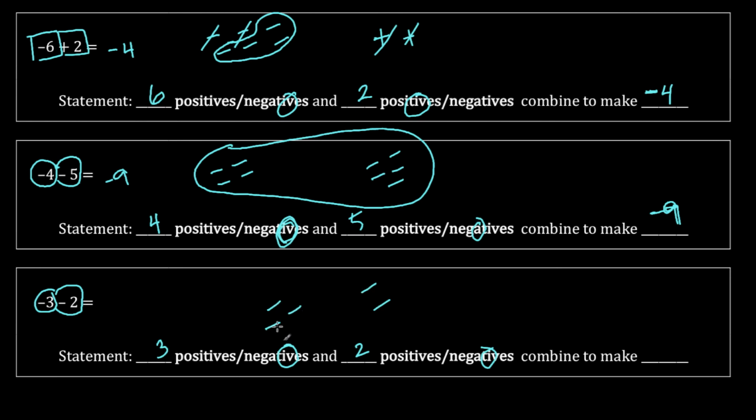So we have negative 1, negative 1, negative 1, negative 1, negative 1. So we have negative 5. So negative 3 minus 2 is negative 5. So 3 negative 1s and 2 negative 1s makes 5 negatives, or negative 5.